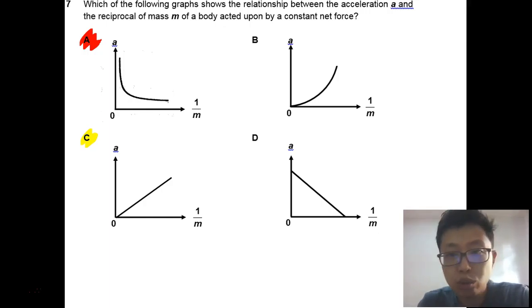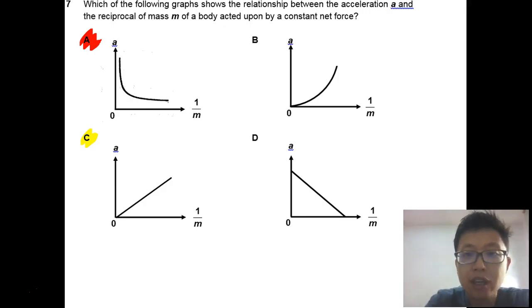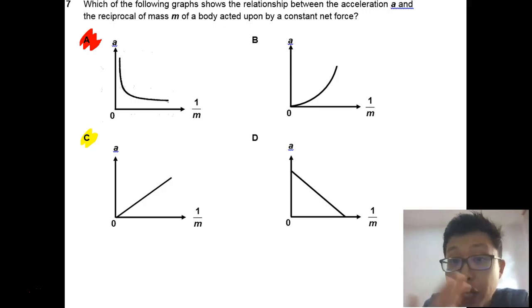You are asked to identify the correct graph, and it seems that you guys are quite weak in this area. So let me give you the general approach to this kind of question. Whenever you see a graph, basically they're asking you which gradient is correct.